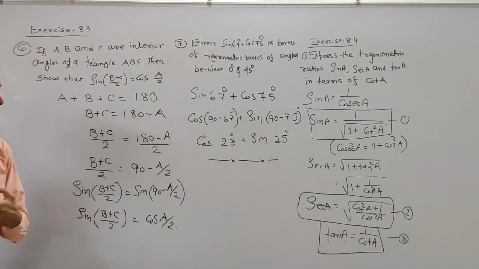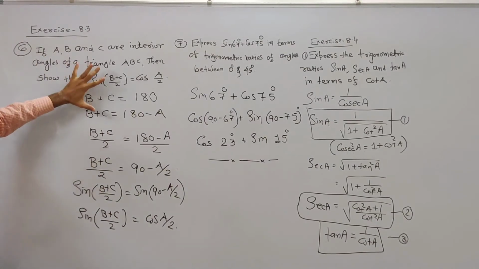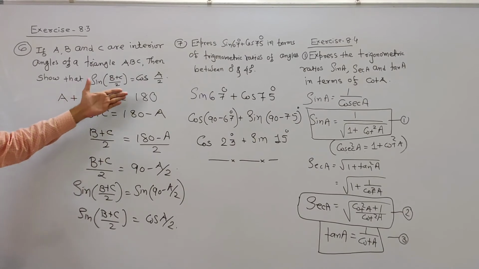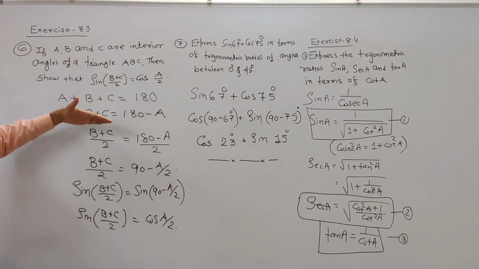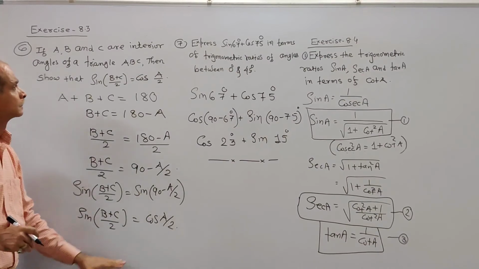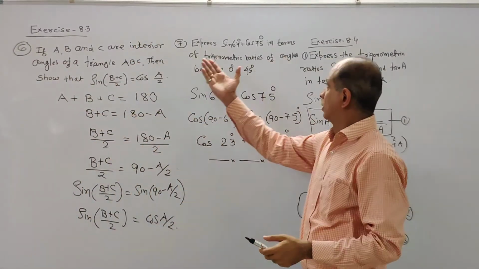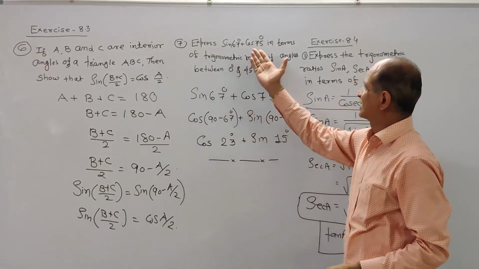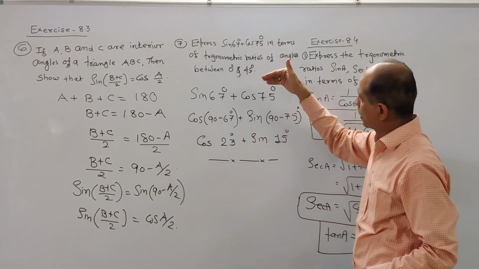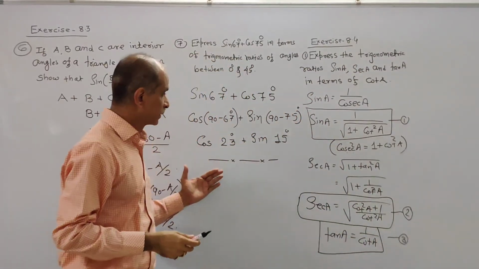So friends, today we have solved 3 examples. First example, that is 6th one of exercise number 8.3, important example. Sum of 3 angles is 180 degrees. On the basis of this, you can easily find out sin of (B plus C) by 2 is equal to cos A by 2. And in this example, convert sin 67 and cos 75 in terms of 0 to 45. Again, you have to use the second last formula and you can solve this example.